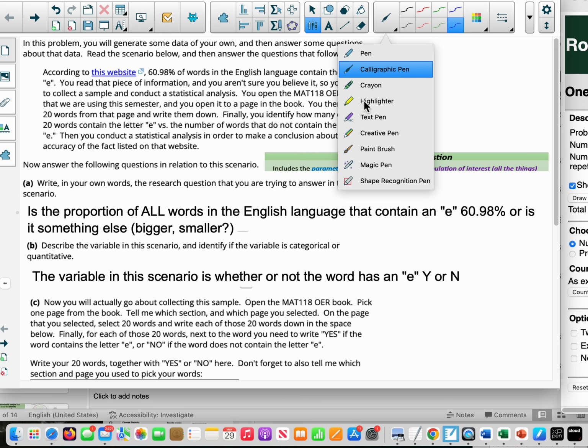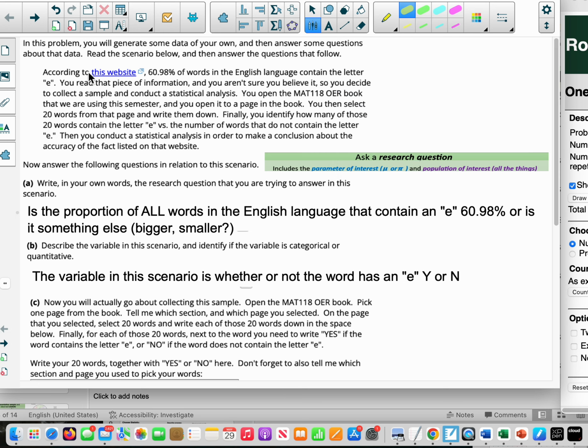If I just skim through it, it says that according to some website, some data, 60.98% of words in the English language contain the letter E. So that's giving me some good information. We read that information, and the question says we're not sure if we believe it. So we want to test out a hypothesis, whether or not that claim, that 60.98% of all the words in the English language contain the letter E, is true.